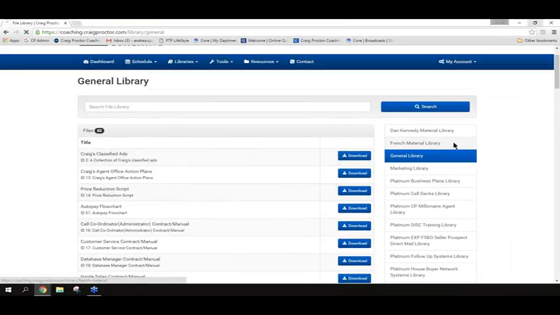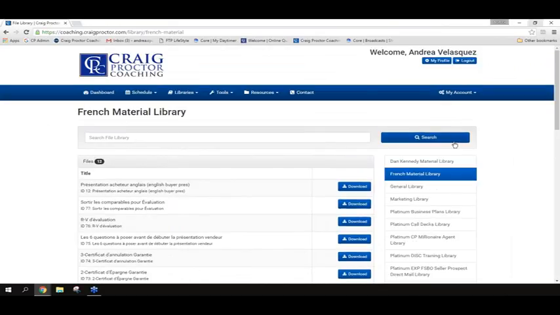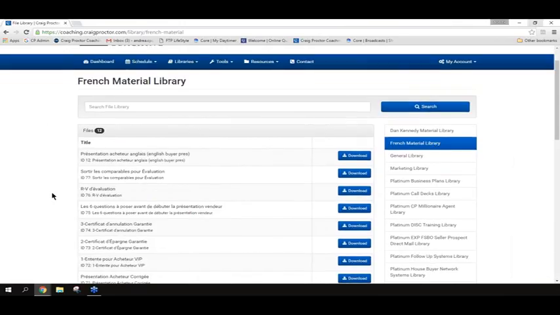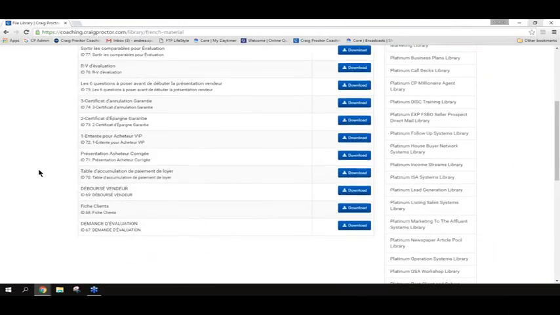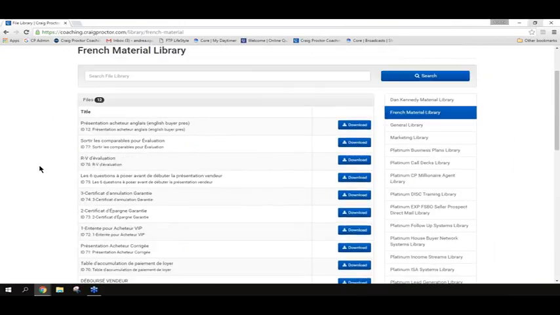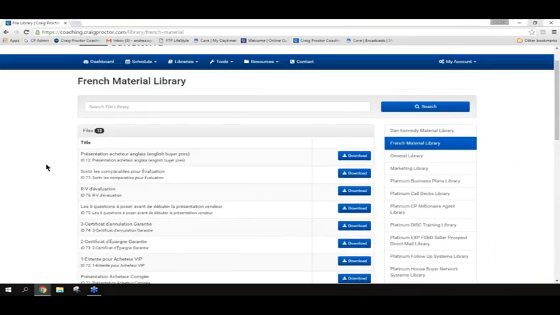So at the very top, now I'm logged in as an Advanced Platinum member, so I'm going to see a lot more than some of our newer members may see, but you should have a tab that says French Material Library, and then everything we have, thanks to Coach Francois Mackay, is translated here. If you speak French, we have a bi-monthly, every other Monday, French-spoken helpline clinic that Francois does. So I hope you're joining that.